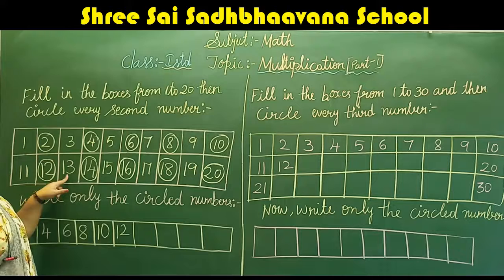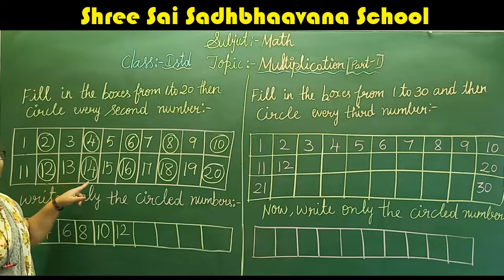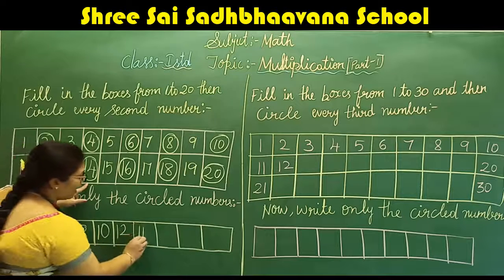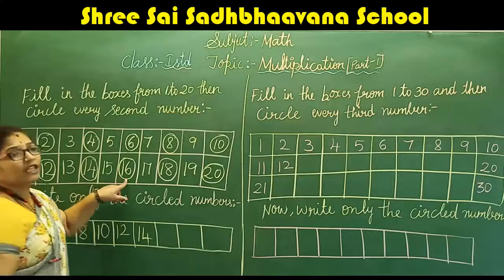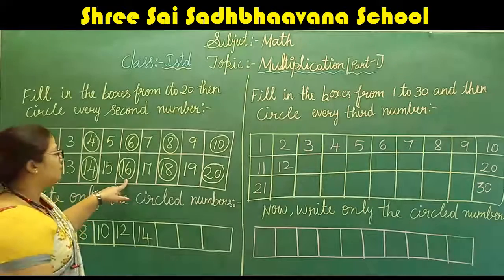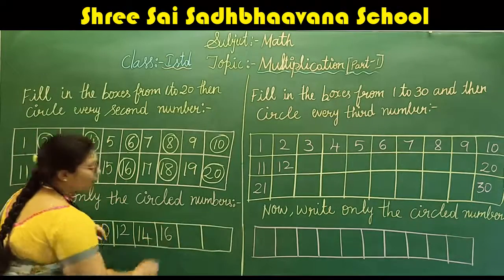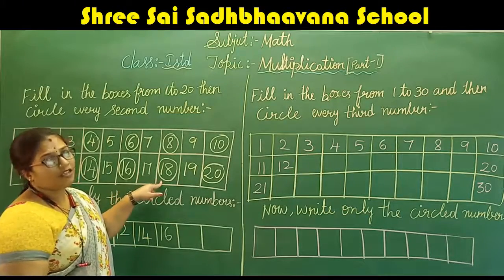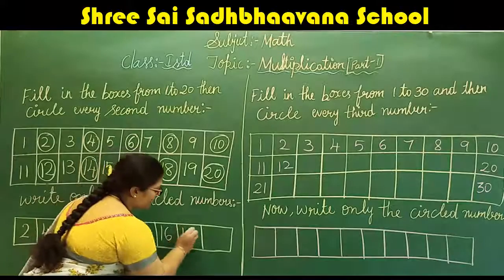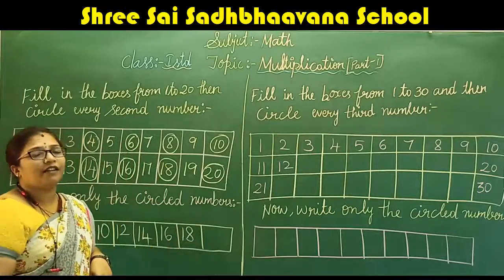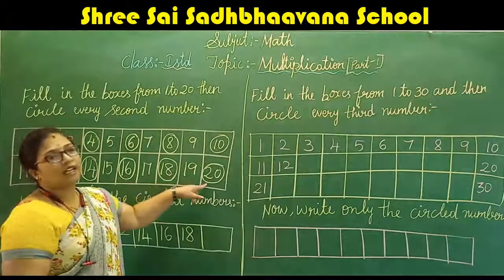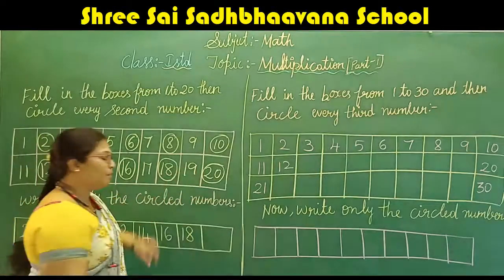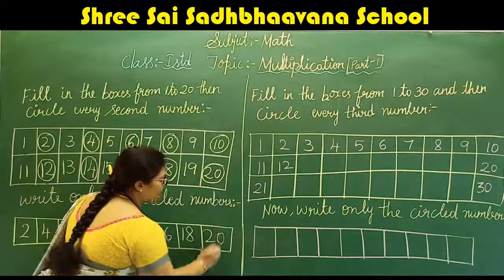13 they have given, but we did not circle it, so we skip that. Which one do we write? We write 14. Next, which number did we circle? 16, so we write 16 there. Then 18 we circled, so we have written 18 there. Next we write 20 in that box.